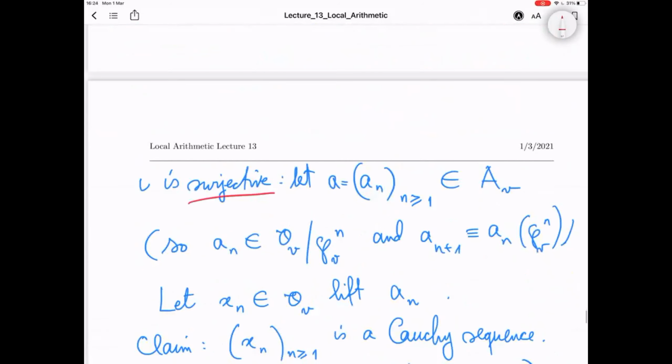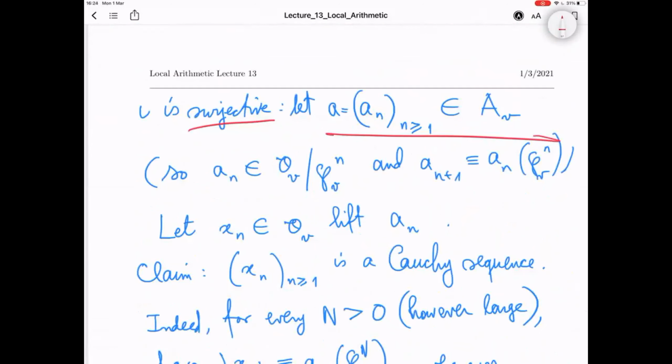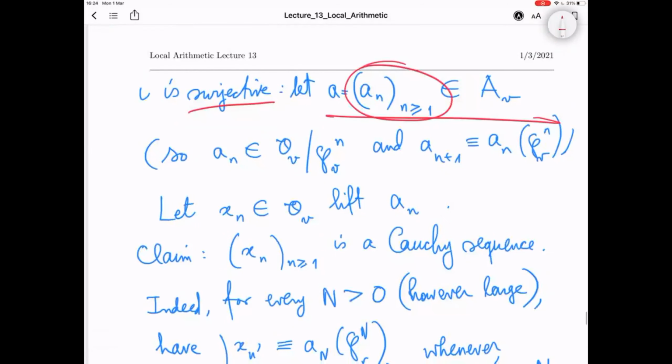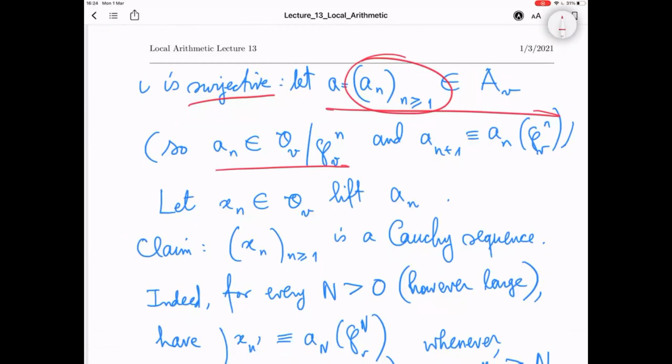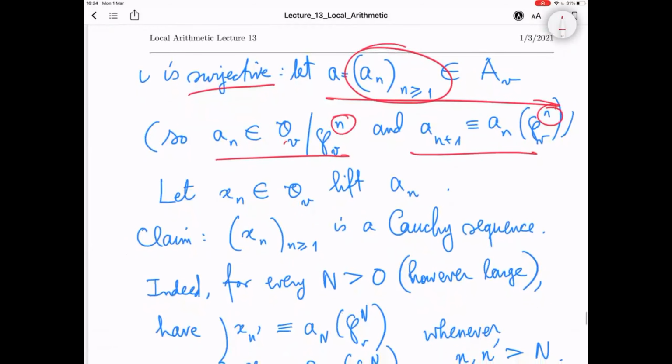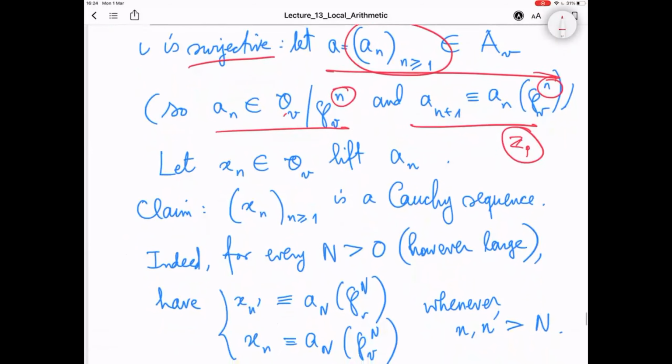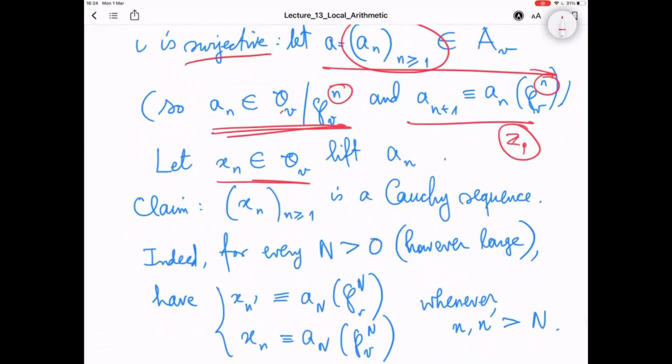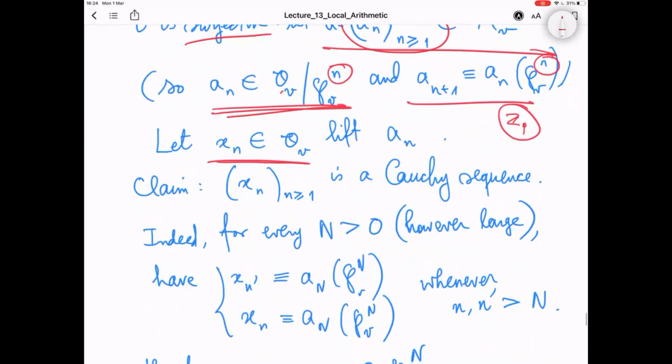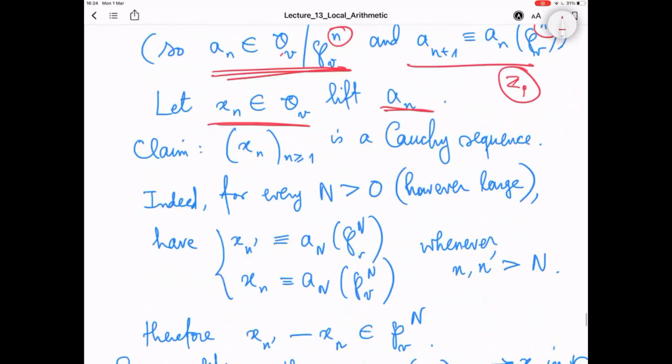Now let's show that it's surjective. So you take an element in AV, and every element in AV is a sequence like this, where an is in OV modulo PV to the power n, and a(n+1) is congruent to an modulo PV to the power n, right? Exactly as in Zp that we have been looking at earlier. So these an are in these quotient rings, but I can always find elements of OV which lift these an. So let xn lift an, and then I get a sequence xn in the ring O.